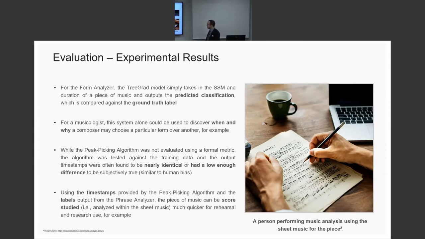While the peak picking algorithm was not evaluated using a formal metric, the algorithm was tested against the training data, and the output timestamps were found to be nearly identical, or they had a low enough difference to be subjectively true, similar to human bias. And lastly, using the timestamps provided by the peak picking algorithm and the labels output from the phrase analyzer, the piece of music can be score studied or analyzed with the sheet music much quicker for rehearsal and research use, for example.